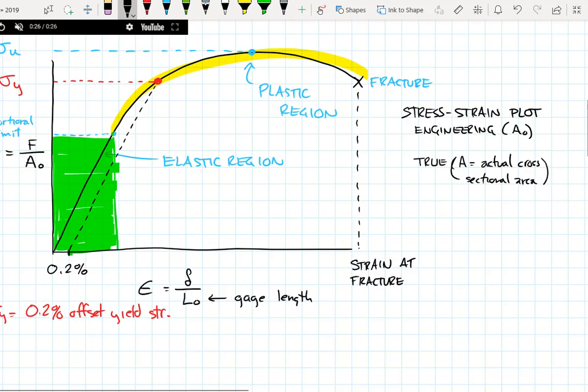So basically it changes over time, and then the graph would look a little bit different. The parts of it that we would be interested in are still the same. But normally engineers don't bother to look at the true stress strain plot, because at the point where you've actually had that amount of deformation, the part's not good for you to use anymore. So normally we're not looking at that part.